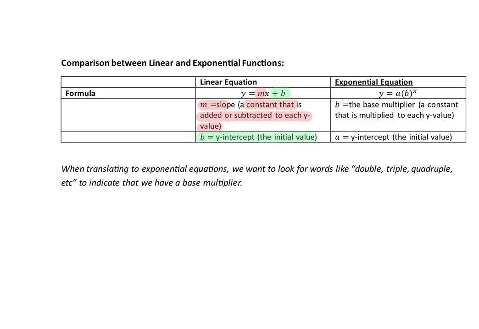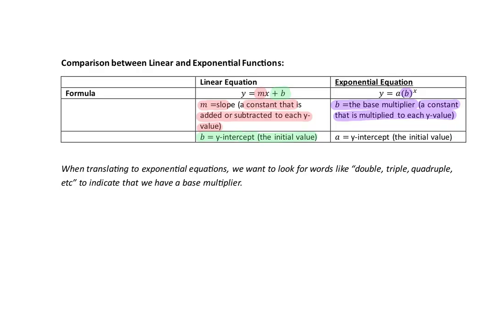All right, when we talk about exponential equations, we have things that are similar to this. The first one we have is b. We call this the base multiplier. It's a constant that is multiplied to each y value. So it acts similarly to the slope, but instead of adding or subtracting a number, we're multiplying the numbers.